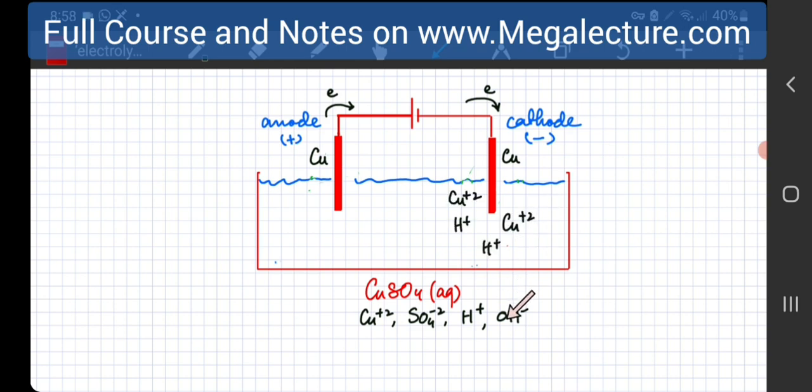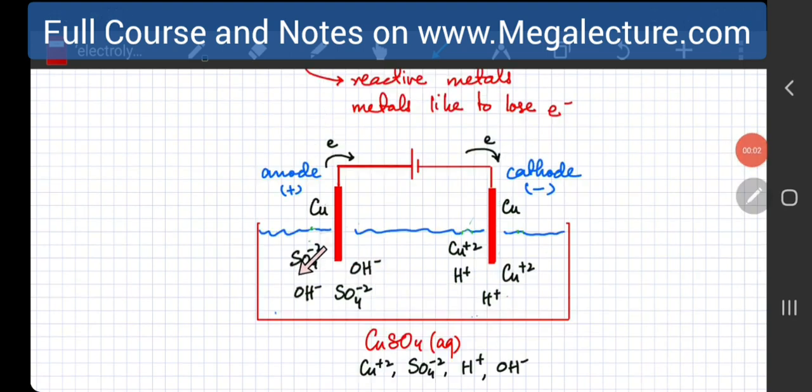The positive ions in the solution are going to get attracted to the negative cathode. So copper ions and H+1 are getting attracted to the cathode. On the other hand, OH-1 and SO4-2, the negative ions, will be attracted to your anode. So let's deal with the cathode first. The battery is going to send in electrons. And remember, it doesn't really matter which metal the cathode is made of.